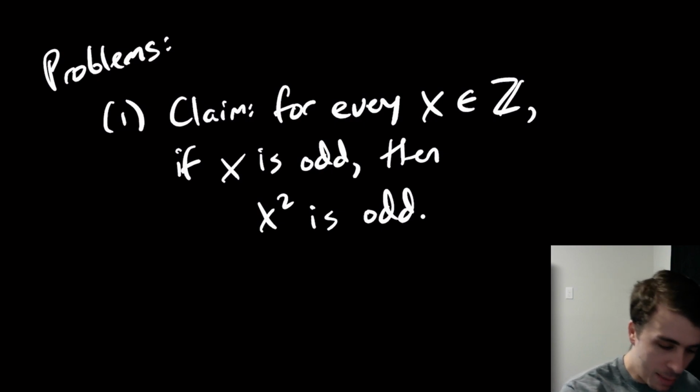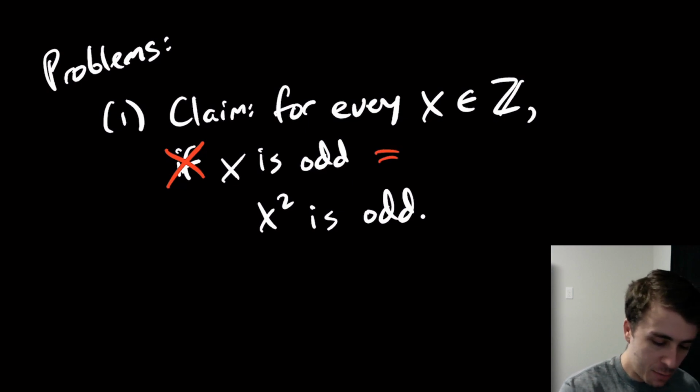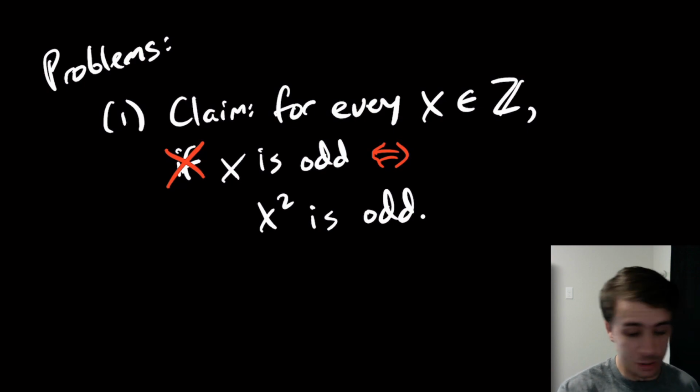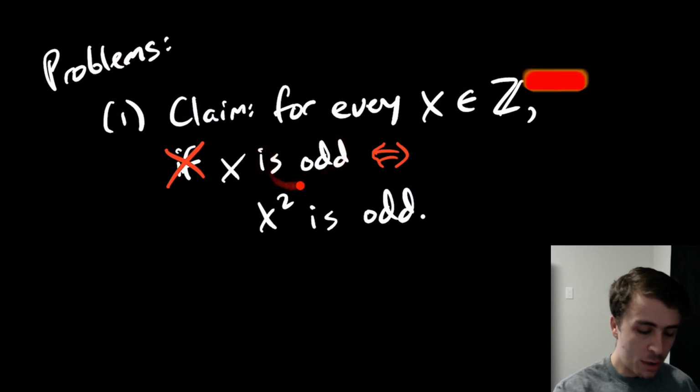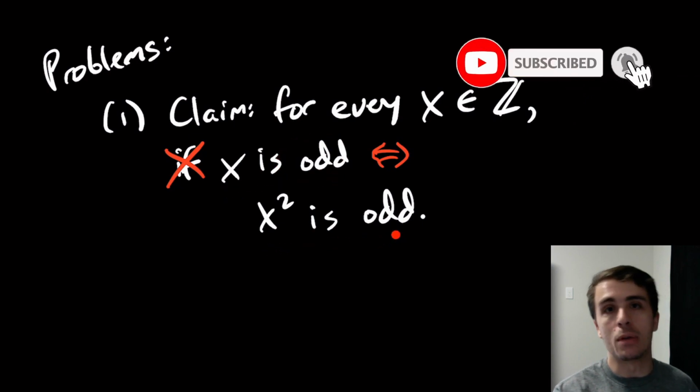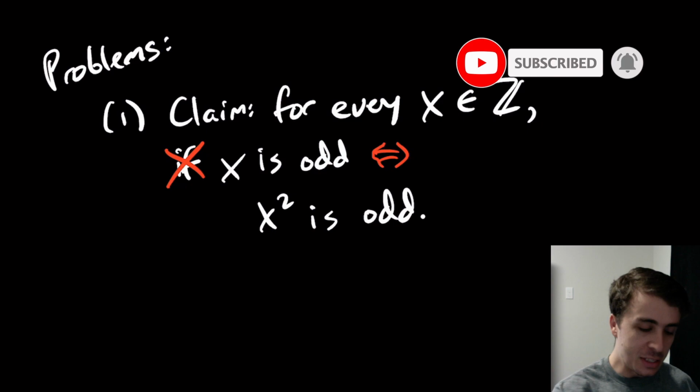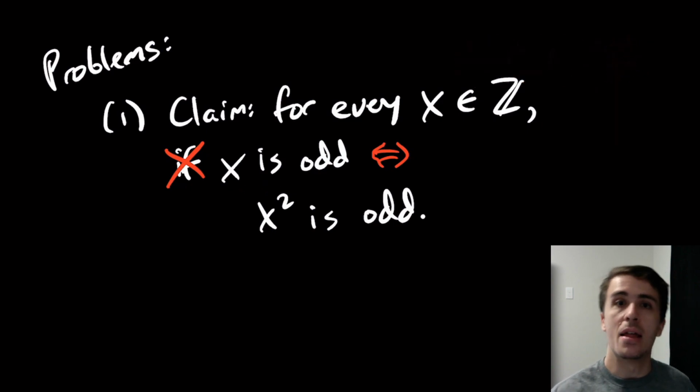But what I'm actually going to do here is make this even stronger. I'm going to say x is odd if and only if, with this double arrow, or left-right arrow, x is odd if and only if x squared is odd. So that says that if x is even, then x squared is also even. So whether or not x is odd, we can determine what x squared is, either odd or even. It's not the case that if x is even, then x squared is odd. So it either stays even or it stays odd.